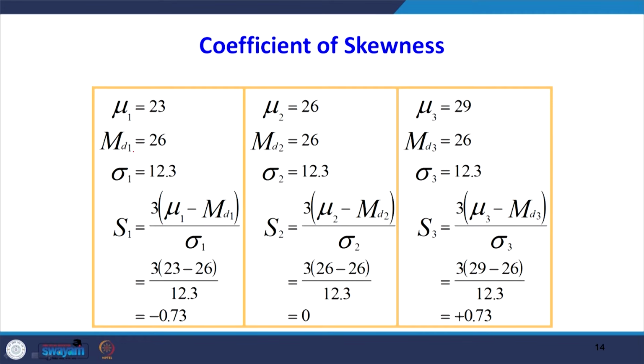Mu 1 is 23, median is 26, sigma 1 is 12.3. When you apply this formula, 3 into (23 minus 26) divided by 12.3, we are getting a negative value. So, it is negatively skewed. Go to the middle one, mu 2 equal to 26, median equal to 26. So, the difference will become 0. So, S2 equal to 0, that means for this distribution the skewness is 0, so it is symmetric. The right one, mu 3 equal to 29, median is 26, sigma 3 is 12.3. When you substitute here, we are getting a positive value of S3, so the skewness is positive.